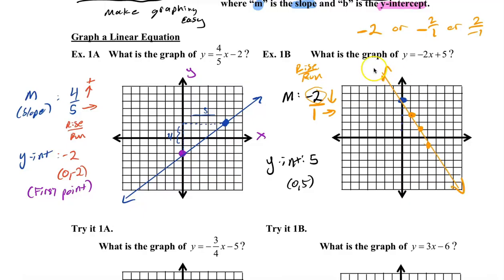And I get a negative slope, right? It's going downhill. This one's going like uphill. So positive slope's going up from left to right. Negative slope's going down from left to right. So that's how you graph using slope-intercept form.